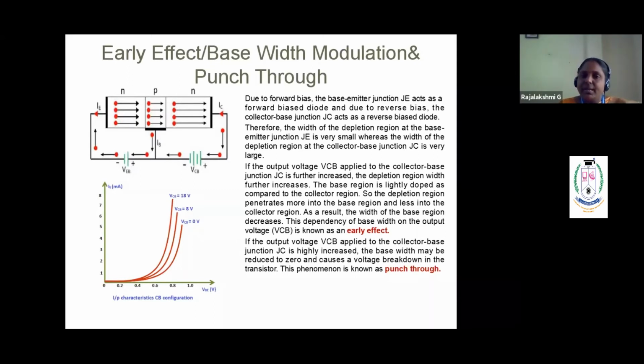The junction will break down. Same case here also. This BC junction will break down. So that concept is called punch through. That is, as the output voltage VCB supplied between the collector and base junction is increased, the base width will be reduced and causes a voltage breakdown. So if breakdown occurs in the transistor, what will happen? Conduction will start. This is called punch through.